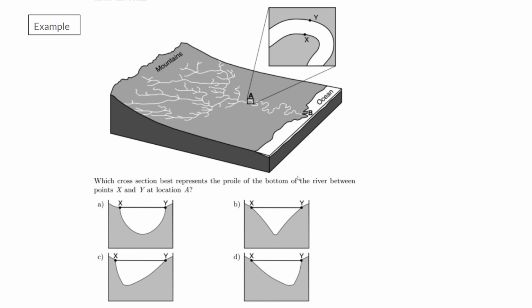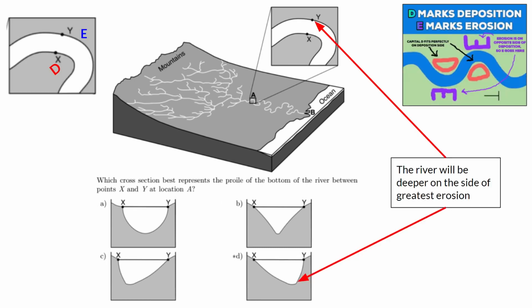Now, for that, I need to figure out where erosion is happening and where deposition is happening. The correct answer is actually D. Remember, wherever you can fit a capital letter D is where deposition is happening. I can fit a capital letter D on the inside curve, so this is where deposition must be happening by X, and this is where erosion must be happening by Y.